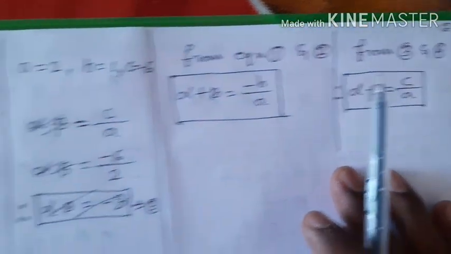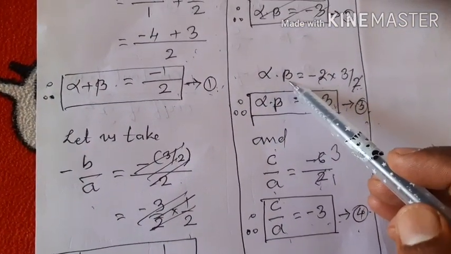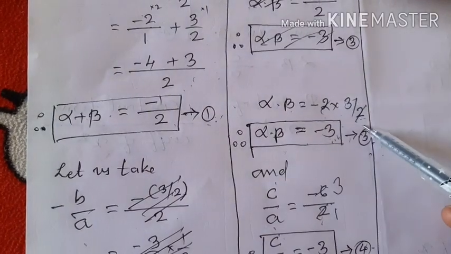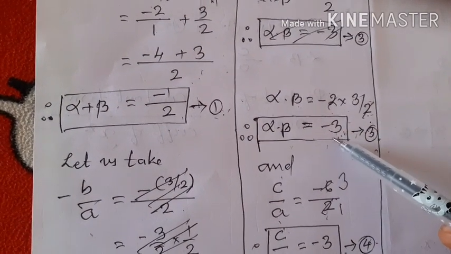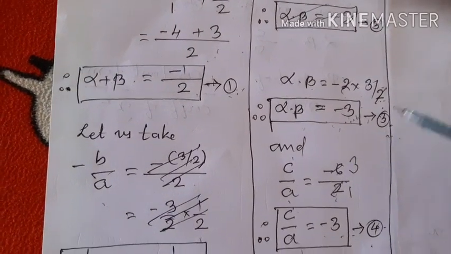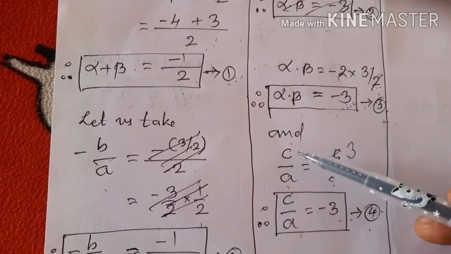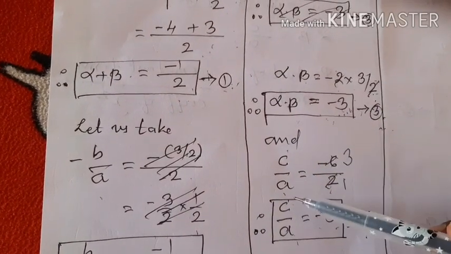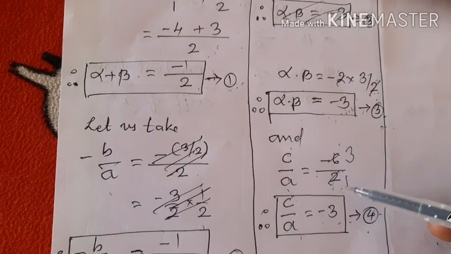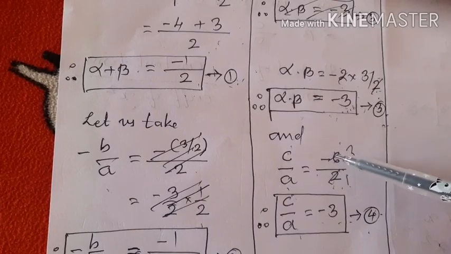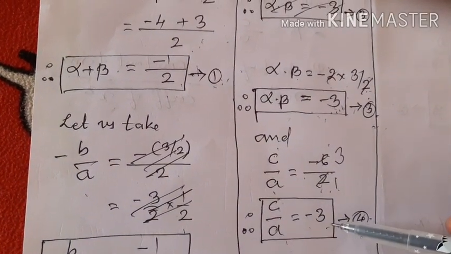Right? Now, let us take alpha into beta, that is the product of the roots. Minus 2 into 3 by 2 is the product of the roots. Here 2 will get cancelled. We get minus 3. I call it equation 3. And now let us find the same value in terms of the ratio of the constant term. Calculate c by a. c by a is equal to minus 6 by 2. Now it is 2 1s are 2, 2 3s are 6. Thus it is minus 3. Therefore, c upon a is equal to minus 3.